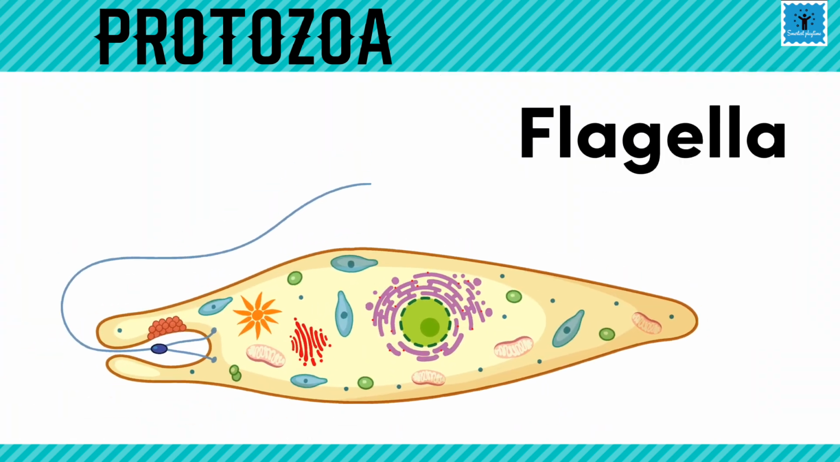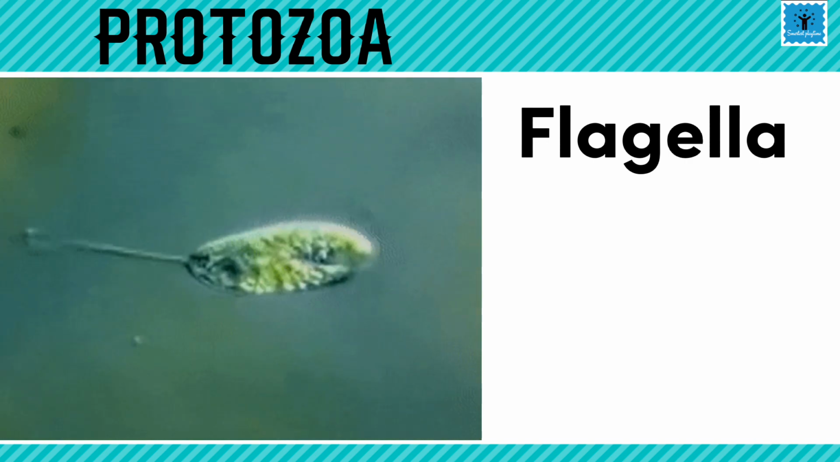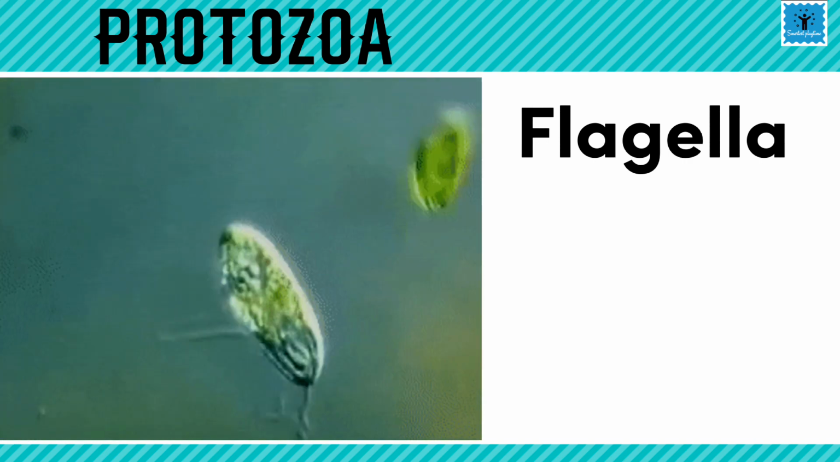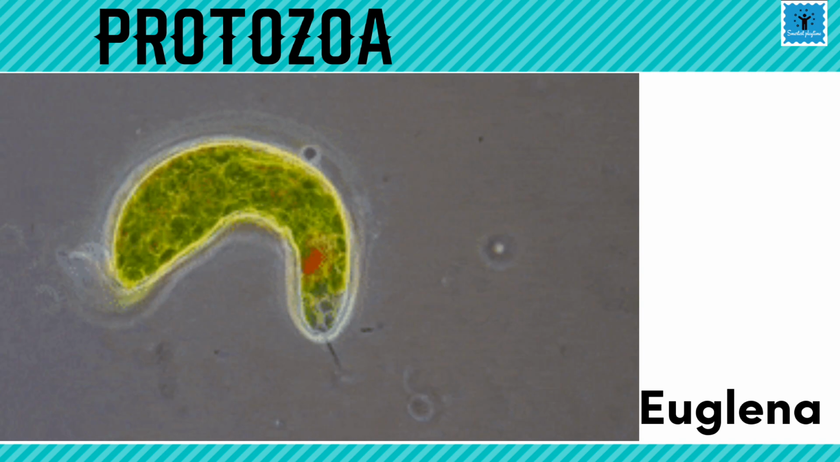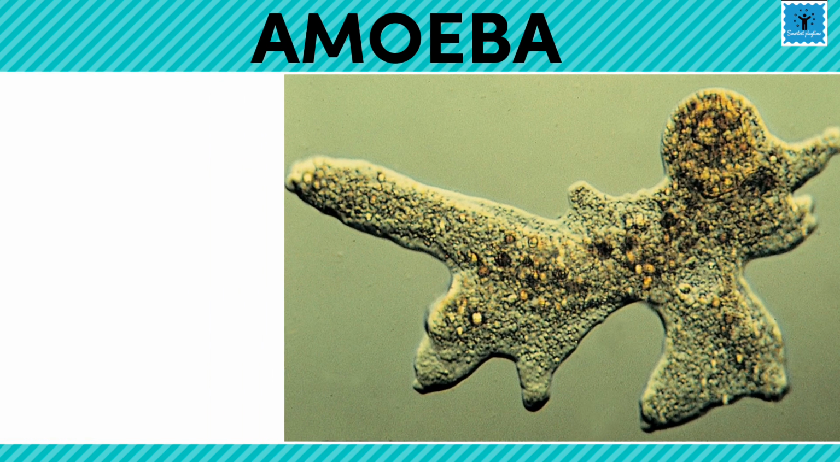Second is the flagella. Flagellum is a long thread-like structure that extends from the cell surface. The flagella move in a whip-like motion that produce wave which propel the microbe around. Example in Euglena.